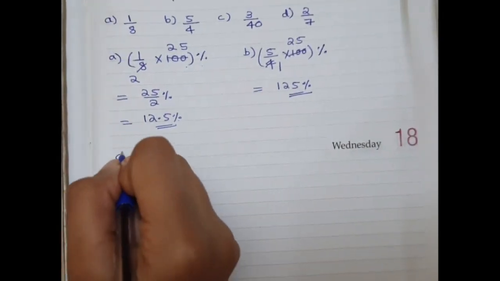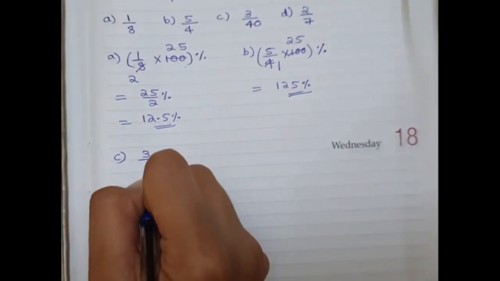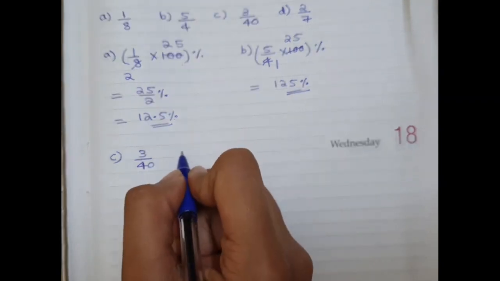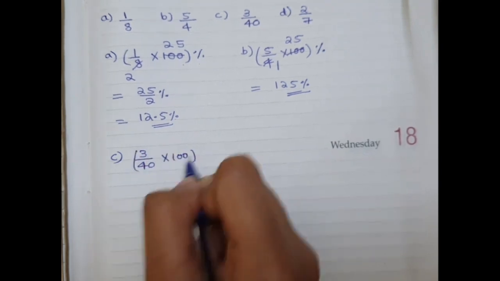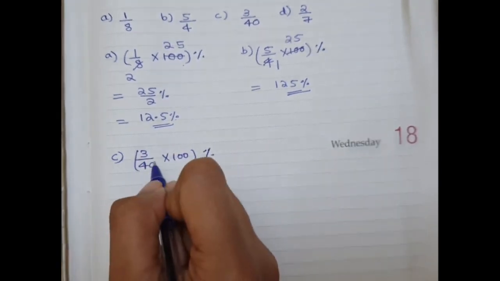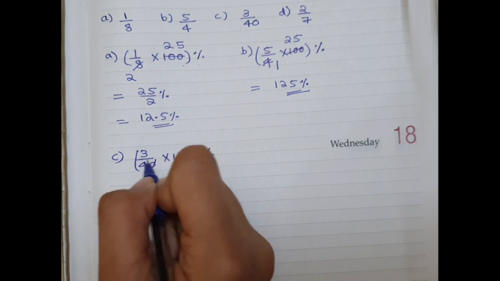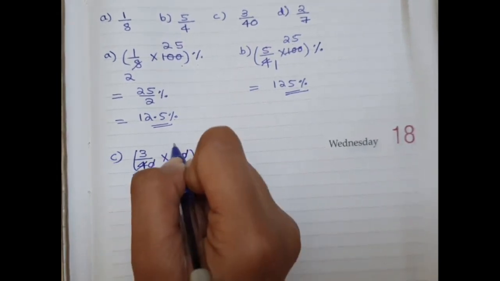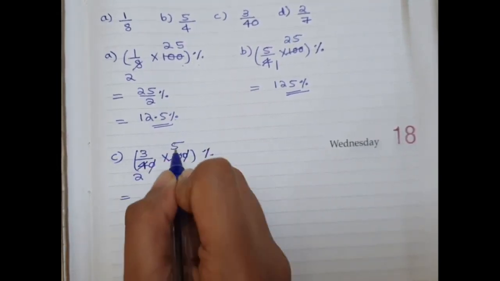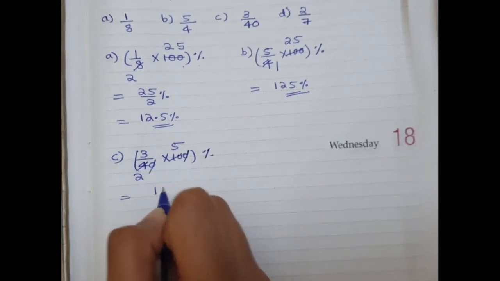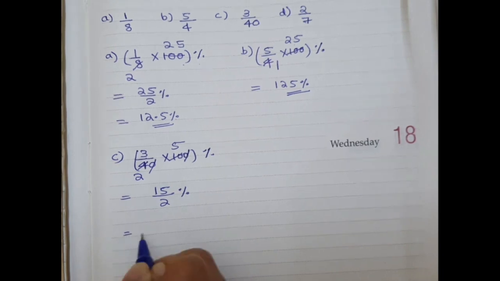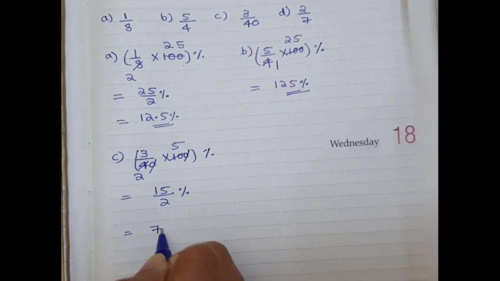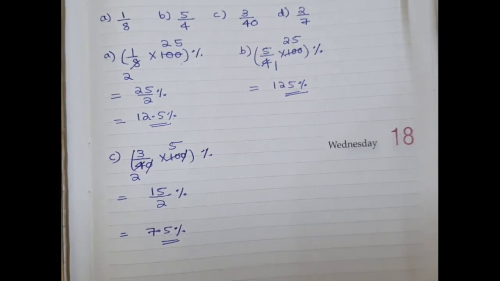Now let us solve for C. 3 divided by 40. Now how to convert this into percentage? Just multiply this with 100 and then a percentage symbol. Now simplify this. This 0 got cancelled. 2 2s are 4. 2 5s are 10. We got 5 into 3. 5 into 3 is how much? 15 divided by 2 percentage. 15 divided by 2 can be simplified as 7.5 percentage. This is the final answer.